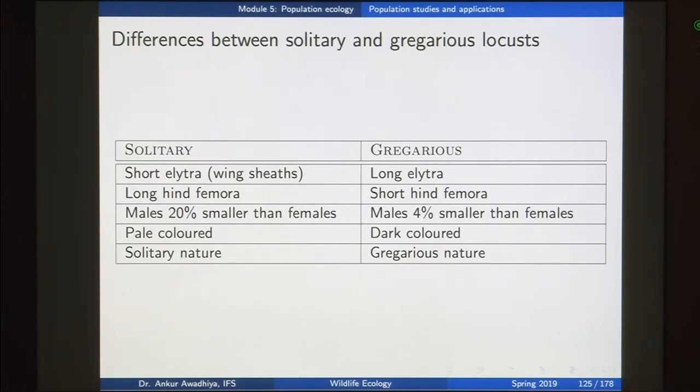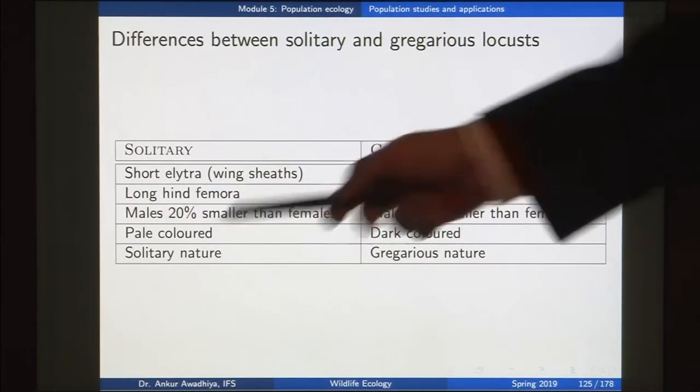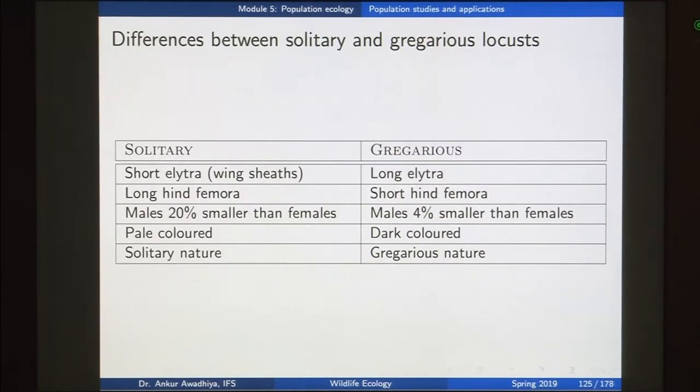You have males that are 20% smaller than females in solitary, you have males that are 4% smaller than females in gregarious. So essentially in the solitary case, the males are very small, and there is a huge amount of sexual dimorphism that you will see. Now, in the solitary phase, the animals are pale colored, mostly light green. In the gregarious phase, they are dark in color, and solitary, as the name implies, have a solitary nature, they do not form groups. In the case of gregarious, they form large groups.